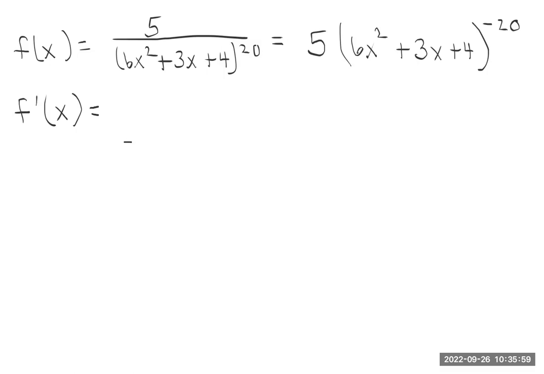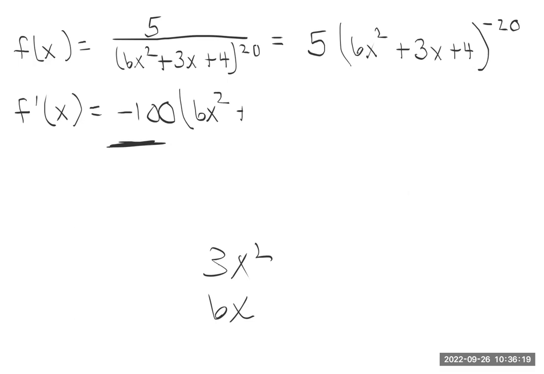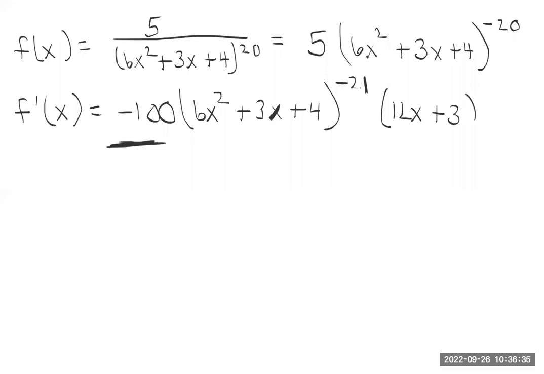So what's the first thing I'm going to see when I start the general power rule? Negative 100, exponent down in front. There's already a 5 there, just like 3x squared became 6x, exponent hits on whatever's down there. So I'm going to have negative 100, blah, blah, blah, now to the negative 21, I'm subtracting 1, times 12x plus 3. Derivative of stuff.